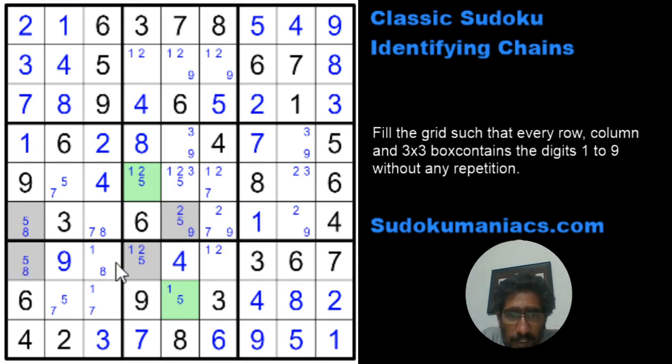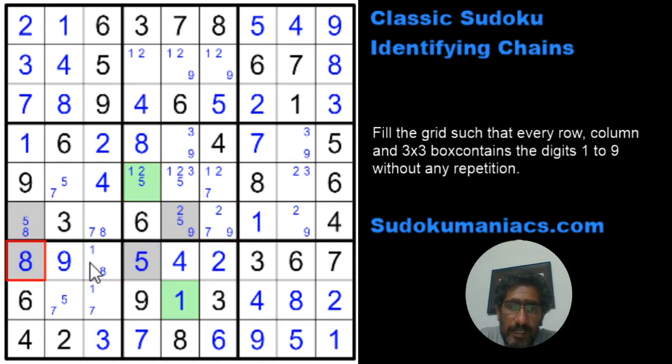But if 5 was in row 7 column 4, it would be sharing the box, and once again the 5 cannot be in row 8 and column 5. Same goes for row 5 column 4. So we can safely eliminate the 5 from here. We get a 1, so this becomes a 2, this becomes 1, 2, and 5.